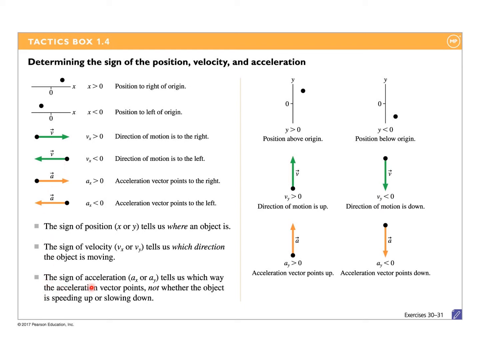Here it says the sign of acceleration tells us which way the acceleration vector points, not whether the object is speeding up or slowing down. So here we have, the object is accelerating to the left. The object is accelerating upwards, and all of this uses the standard coordinate system in order to identify a positive or negative value.